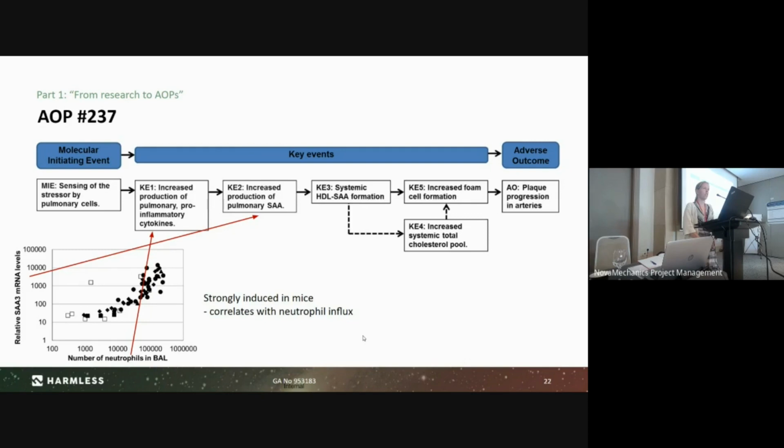In vitro assays using primary cells, differentiated. But now I guess I have to complete. So these key events: one is the increased production of pulmonary inflammatory cytokines. And we see this in the graph here with the number of things broken down, and then that leads us to key event 2, which is increased production of pulmonary SAA.